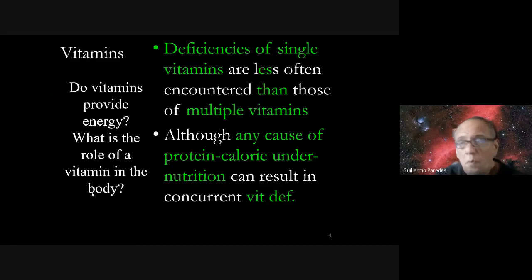pay attention. You will not find a specific and unique deficiency of a single vitamin in a person. When you find a malnourished person, with undernutrition or malnutrition, you will not find only one type of vitamin deficiency. I would say 99% of the time, the majority will have a deficiency of multiple vitamins, more than one vitamin. And why do I mention that? Because in this class, you will learn the deficiency of each of these vitamins specifically.